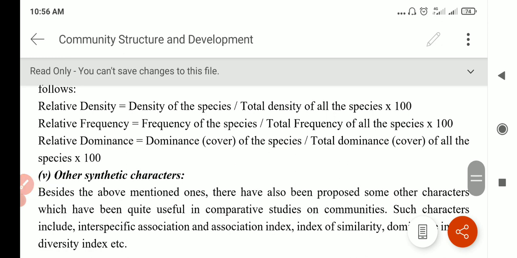So with this, community as a complete unit is done, but another unit is still left, the population unit. It's quite a long chapter. So population also I have to start.